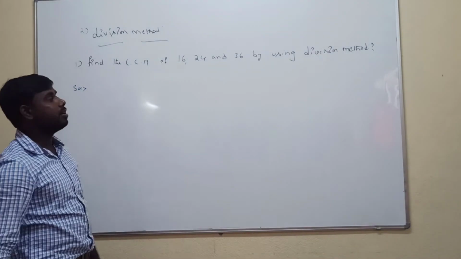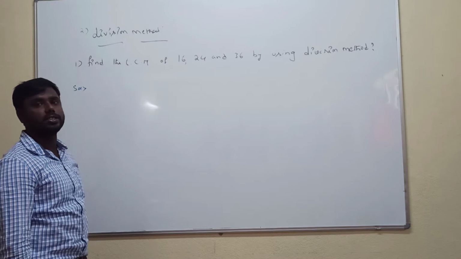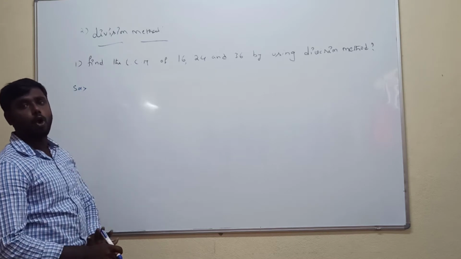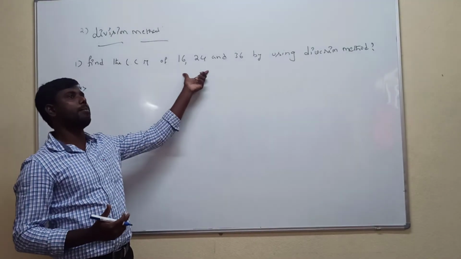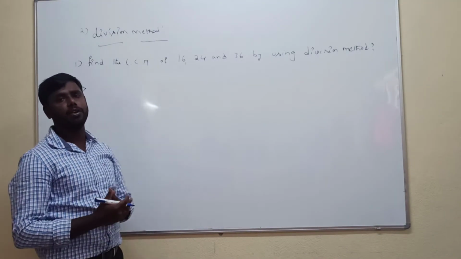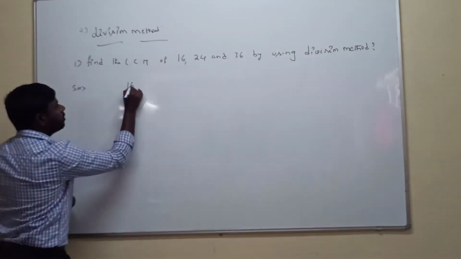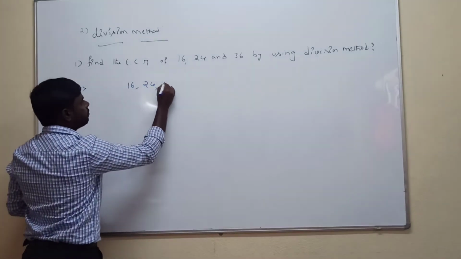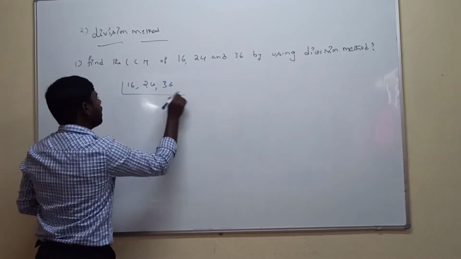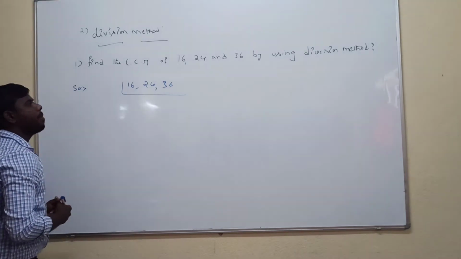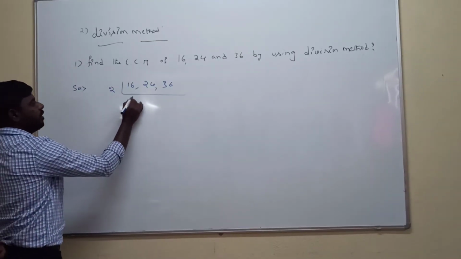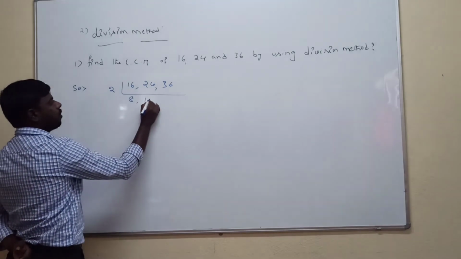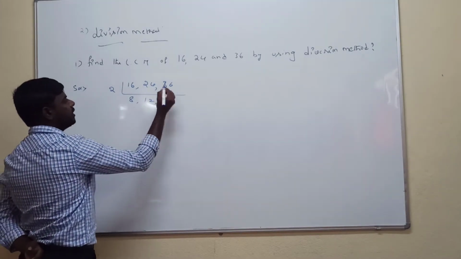Divide the given numbers by a common prime number. Here all three given numbers can be divided. So the least prime number is 2. 2 8s are 16, 2 12s are 24, 2 18s are 36.